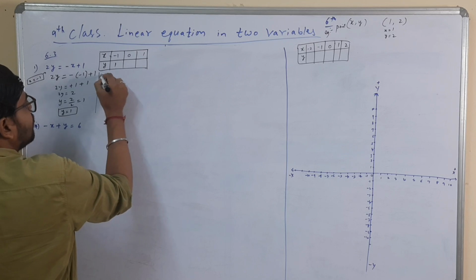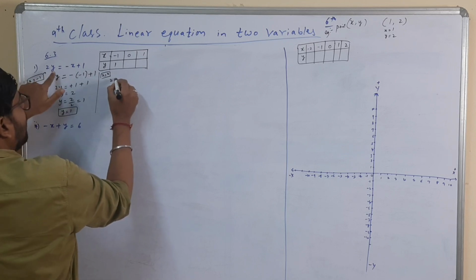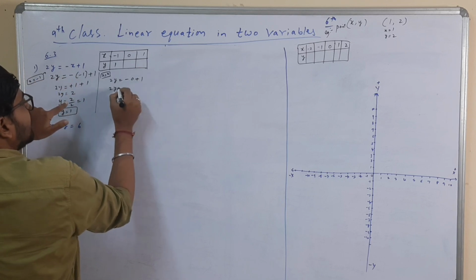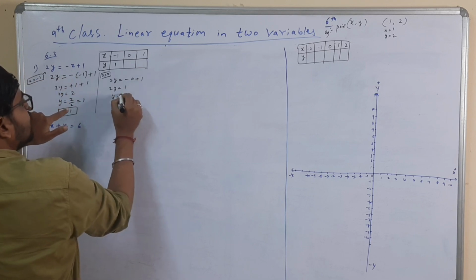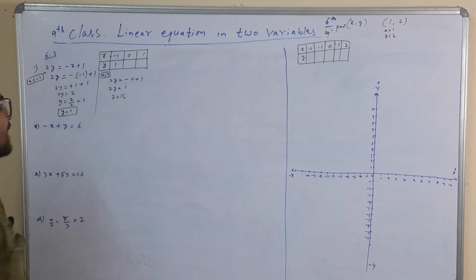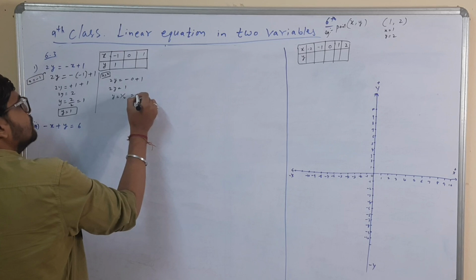When x is equal to 0, what is the equation? 2y is equal to -0 plus 1. So 2y is equal to 1, y is equal to 1 by 2. Sir, what is this 1 by 2? So actually 1 by 2 is nothing but 0.5.